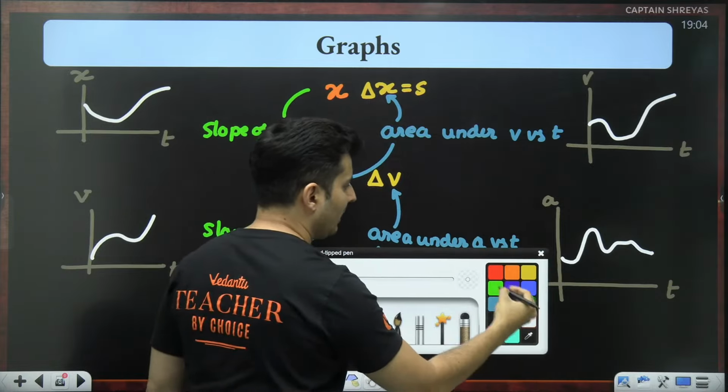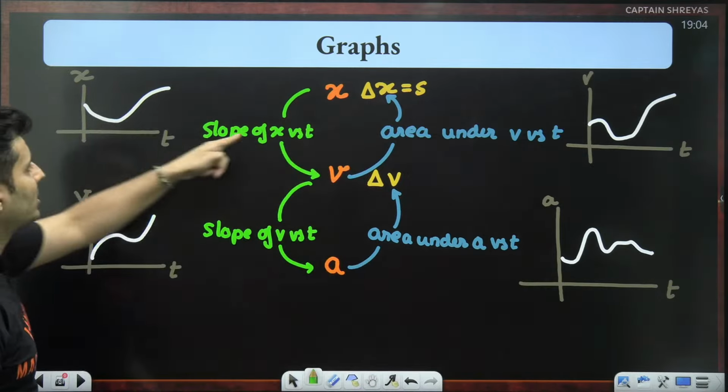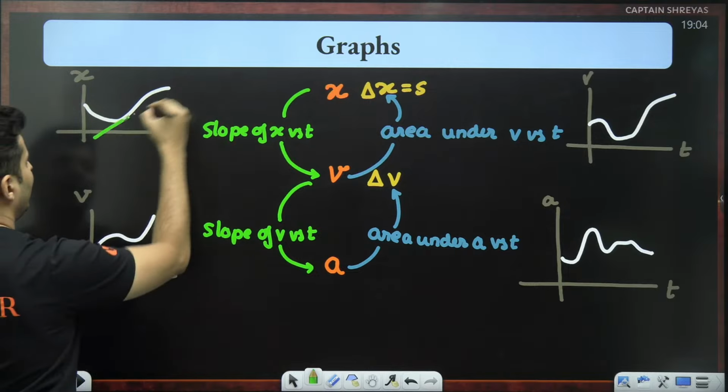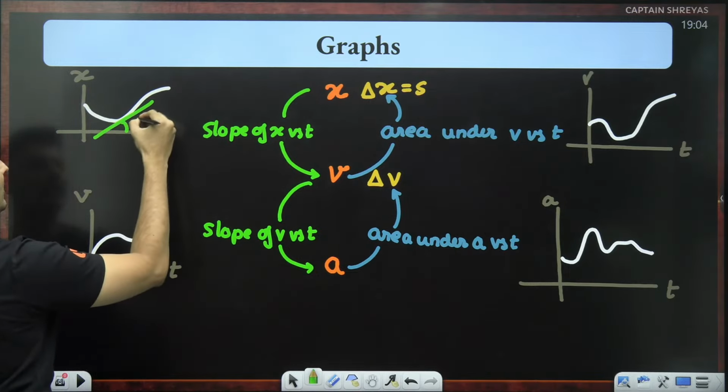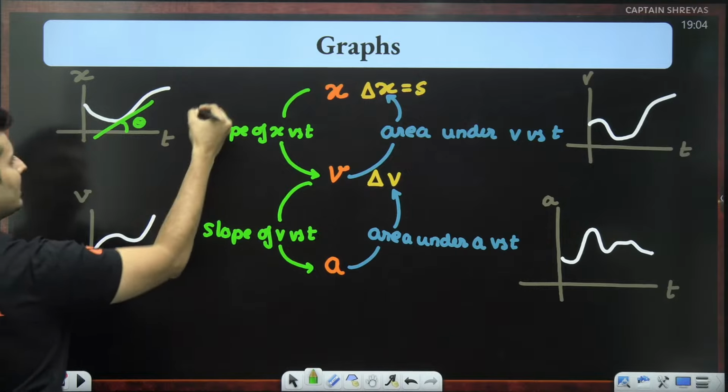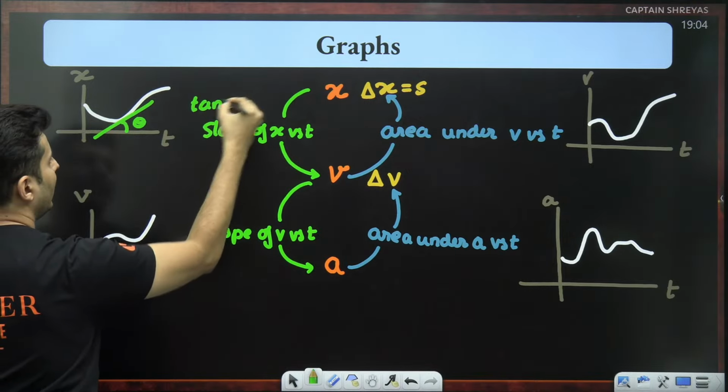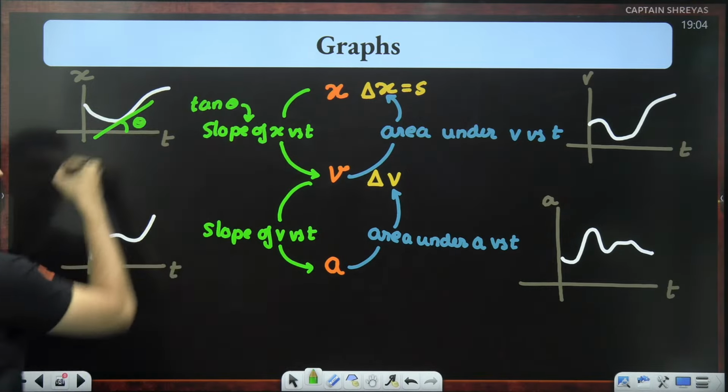So these are some of the graphs. Here, this is position versus time. You draw a tangent, you measure the angle. So that's it. That slope is nothing but this particular tan theta. So that slope is nothing but tan of theta.